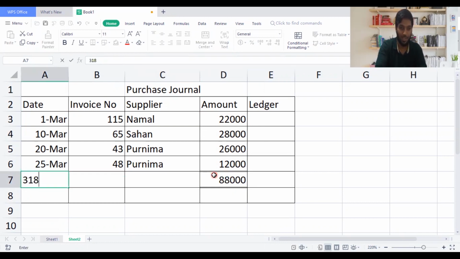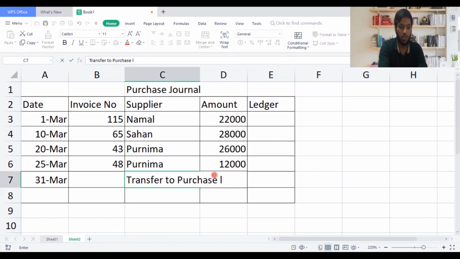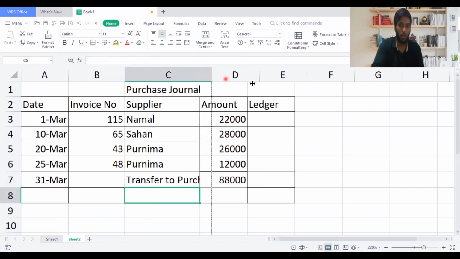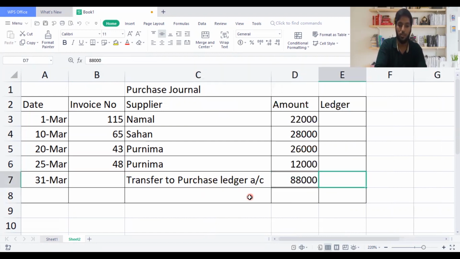This happens on the month end. So 31st third, right? 31st third, this happens. You will write transfer to what account, guys? Purchase ledger. So you transfer the amount to the purchase ledger account. That's the final thing. But now, how do you record this under the purchase ledger account?